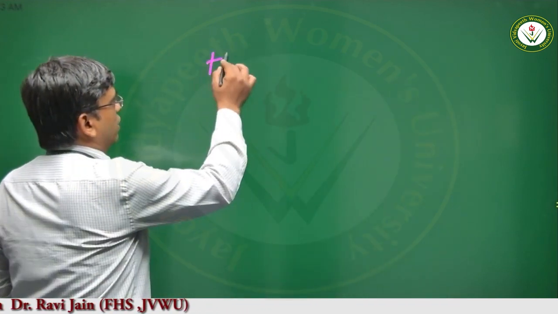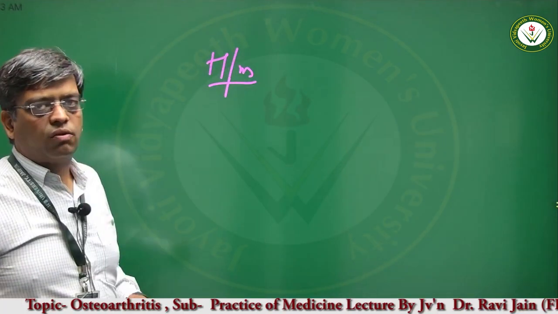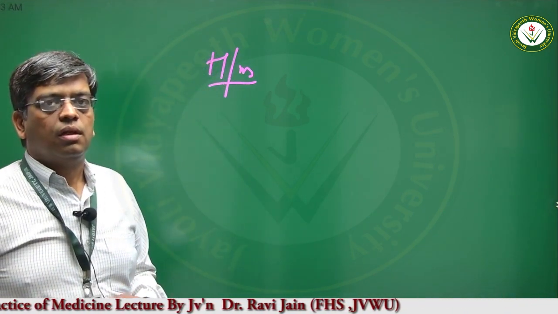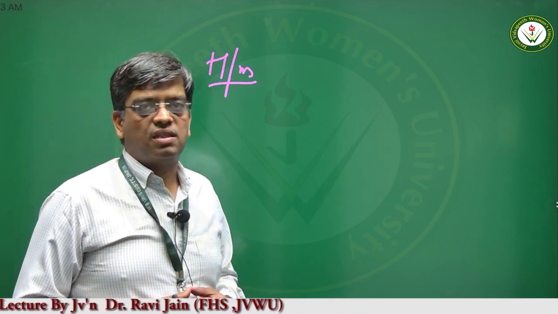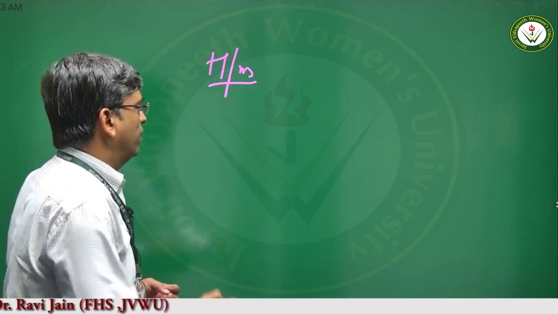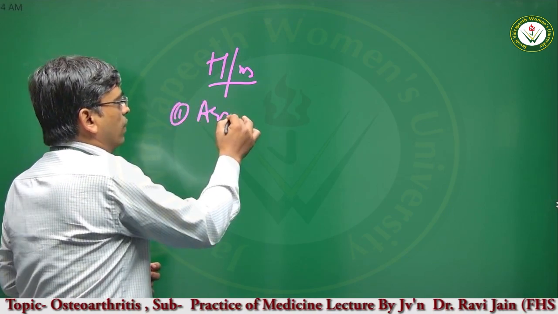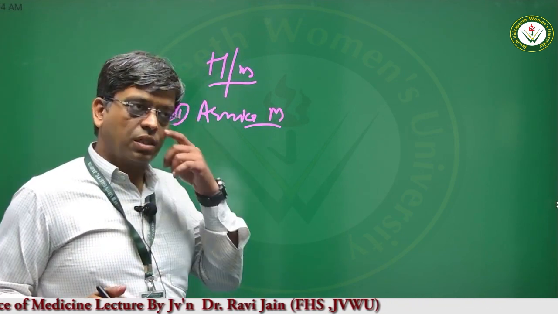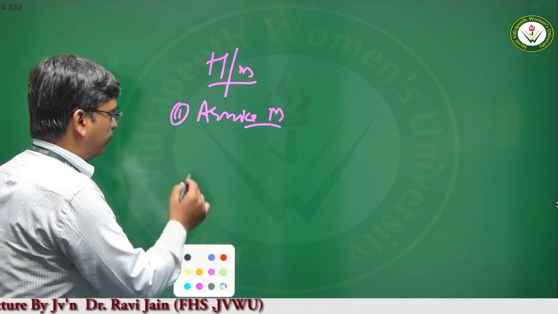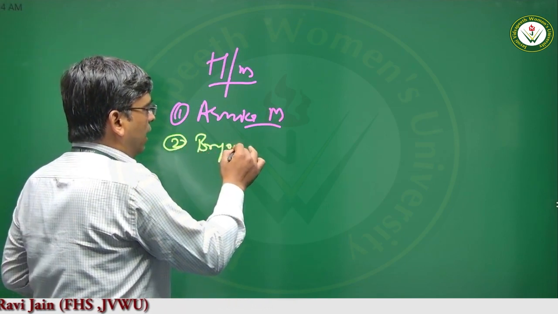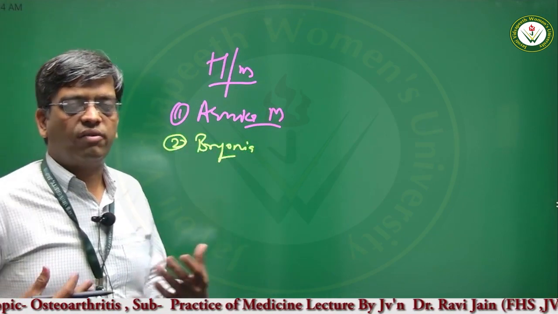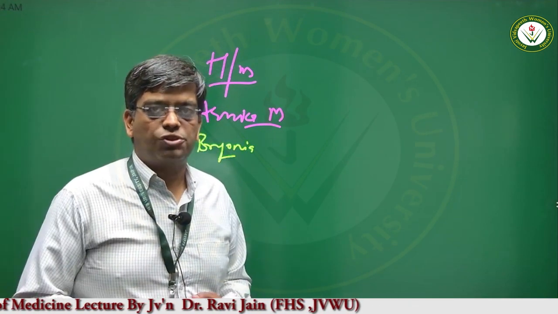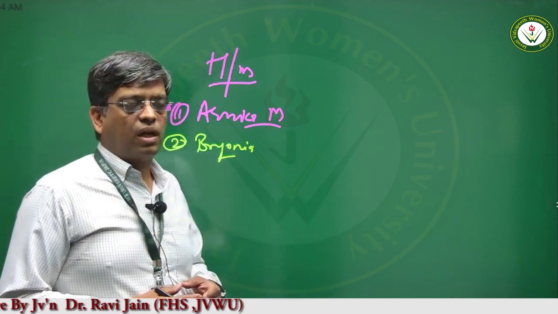Now, homeopathic management. In homeopathy, a lot of medicines are given based on symptom similarity and the disease condition. The most common homeopathic medicines given in osteoarthritis are, number 1, Arnica montana, when there is a history of injury because of which the disease condition is progressing. Number 2, Bryonia alba, when the pain is aggravated by motion. We know in osteoarthritis the pain is aggravated by motion and is better by rest. In such a condition, Bryonia can be given.